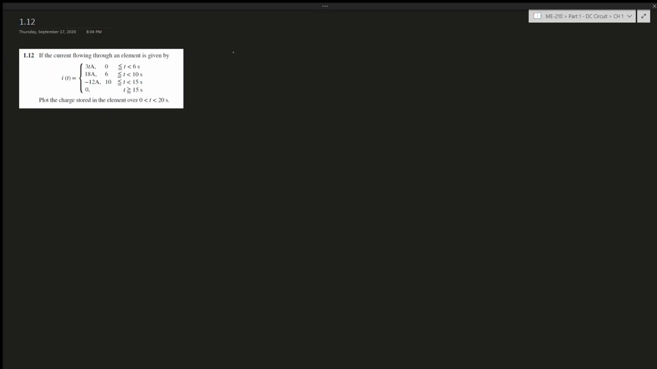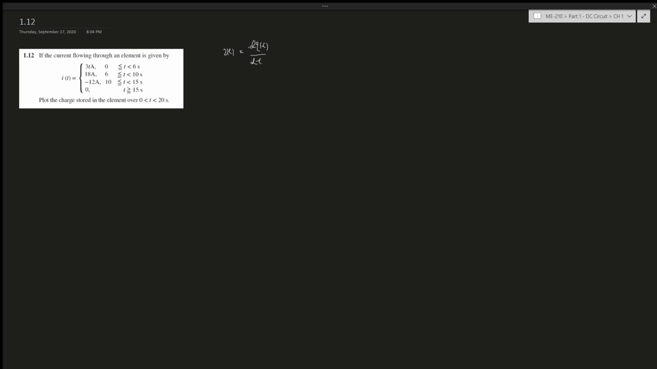Question 1.12 says if the current flowing through an element is given by all these equations, plot the charge stored in the element over the time period from 0 to 20 seconds. Okay, so we'll do this in 4 sections. And remember the relationship is dq(t)/dt gives us i(t).